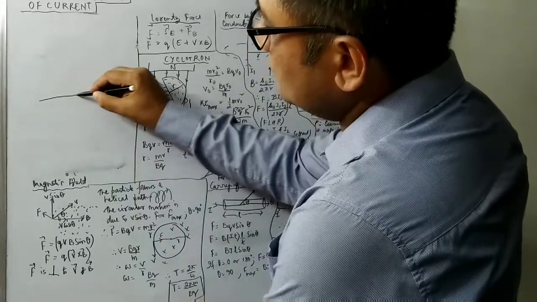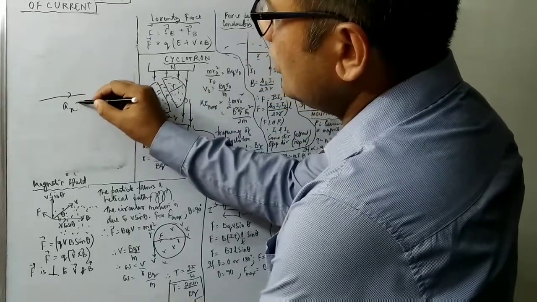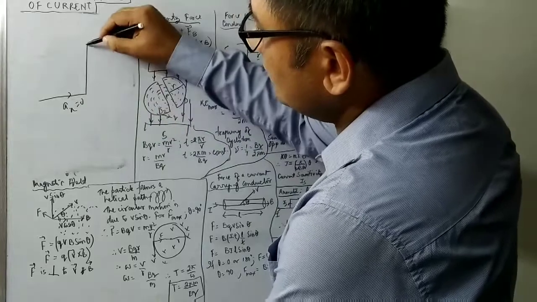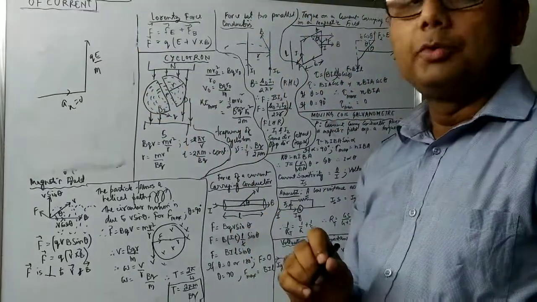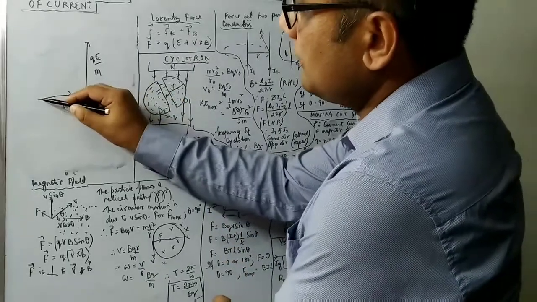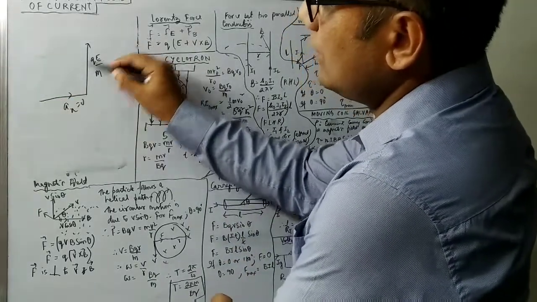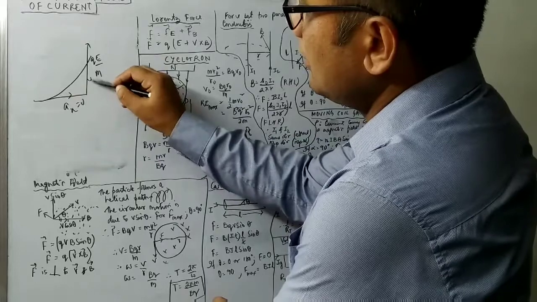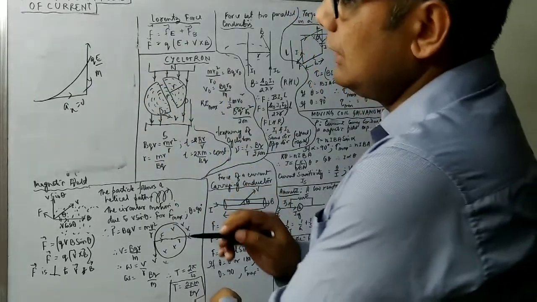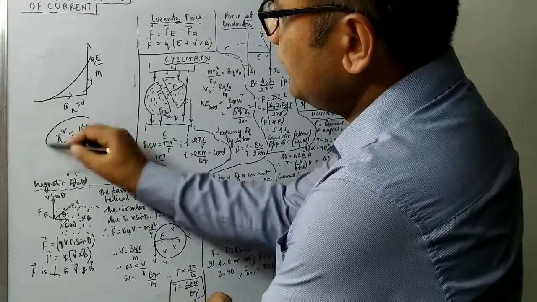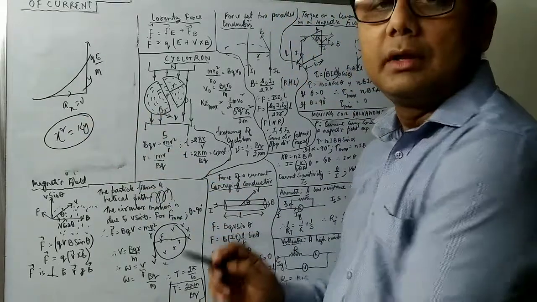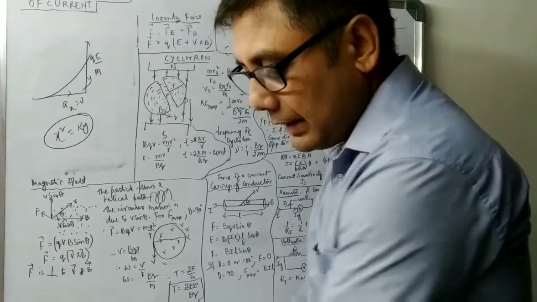So this acceleration will be 0, and this acceleration will be qE by m. I hope you understood. So due to which it will cover a displacement y, and the equation was given x square equal to ky. Now this is a parabolic equation. This represents a parabolic equation.